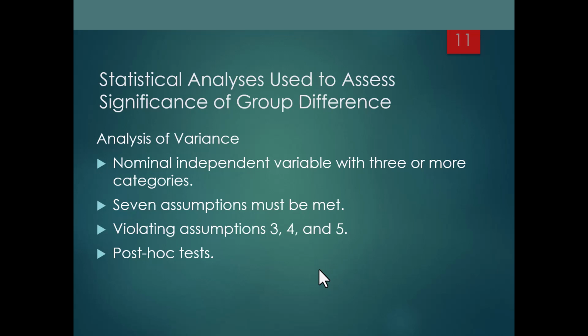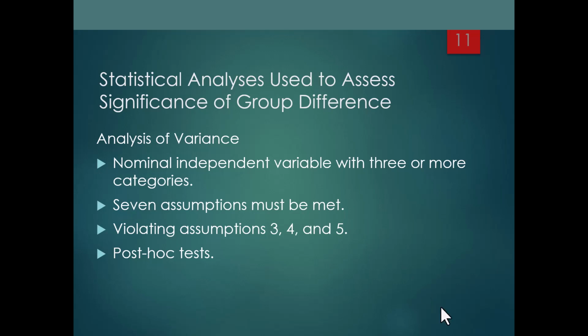So the purpose of the one-way analysis of variance, or the ANOVA, is to assess for differences between the means for 3 or more groups. So the difference between the ANOVA and the t-test is basically you have more than 2 groups. T-test is used when you have 2 groups. ANOVA is used when you have 3 or more groups.